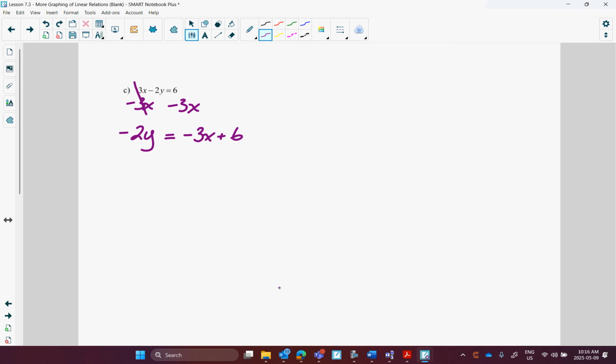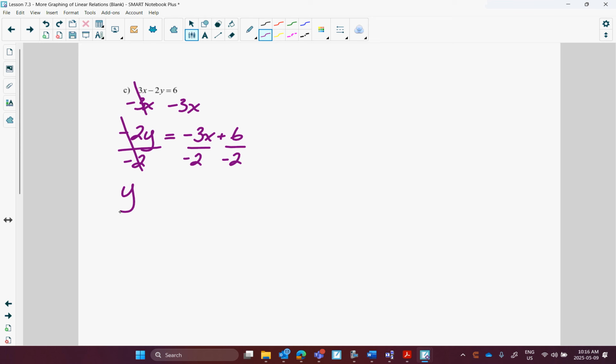Oh, careful. How do I get rid of this? Divide by negative 2. Instead of doing the whole thing, divide each one by negative 2. This will get you to the final answer quicker, because remember, whatever you do to one thing in an equation, you've got to do the same thing to everything. So I'm left with y.